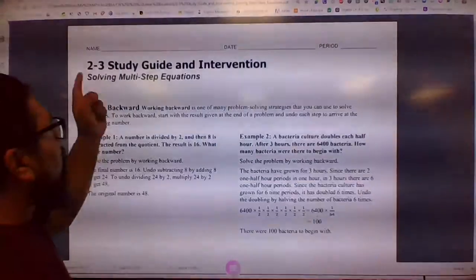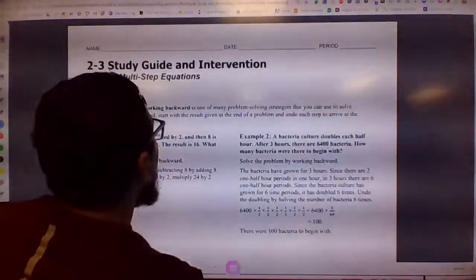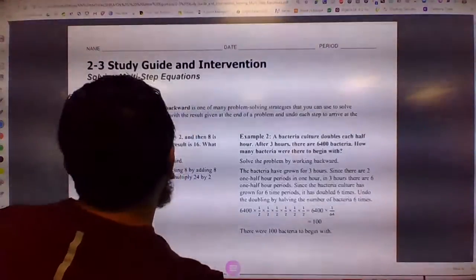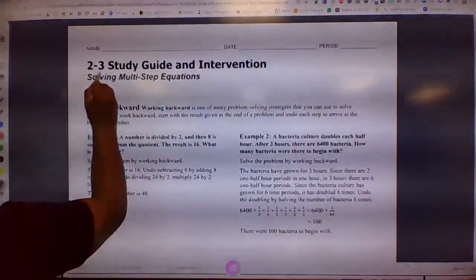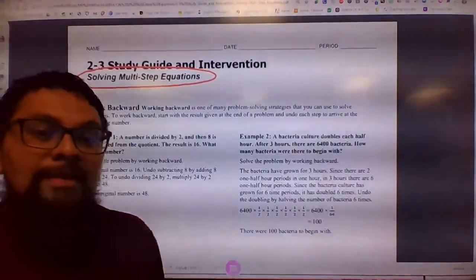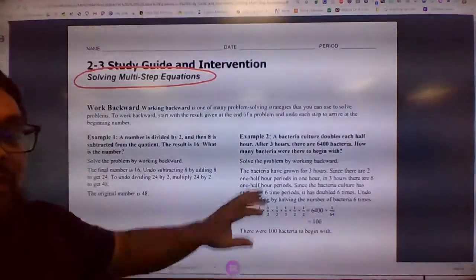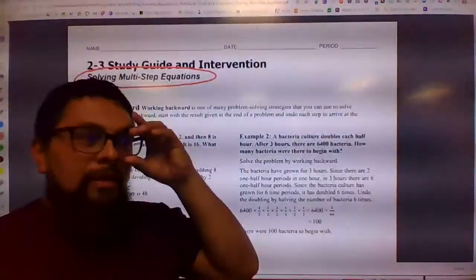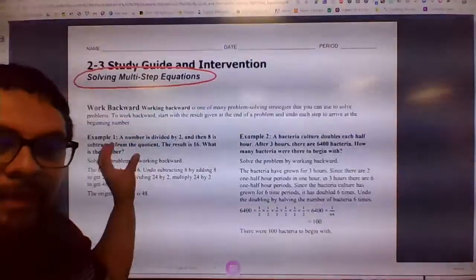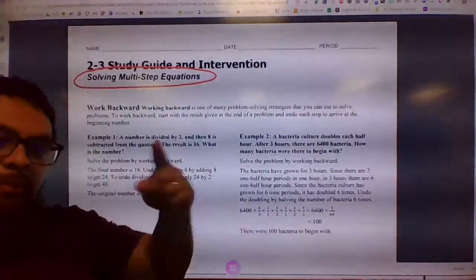So today we're going over 2-3, which are multi-step equations. So that's what we're going to do. We're going to be solving multi-step equations. So yesterday we did one-step equations. All right. So whatever I do here, you're going to do on your paper, and then you're also going to take a picture of it and then submit it. Okay. You're going to see in the slides where you're supposed to submit it.